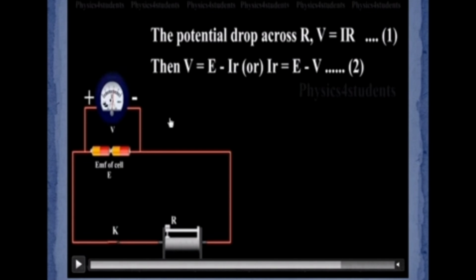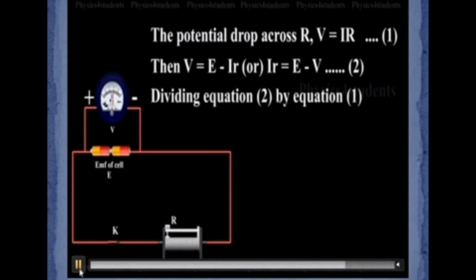So our total potential is E. Here we have taken the potential as E. So E minus this internal resistance drop Ir is the potential of this circuit here. So you can write it by bringing Ir to this side and V to the other side. So Ir equal to E minus V, that is equation number 2.